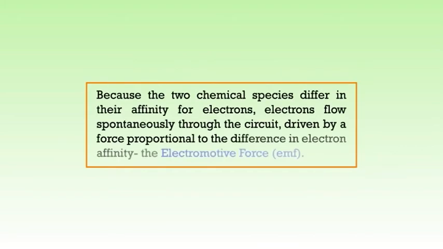Because the two chemical species differ in their affinity for electrons, electrons flow spontaneously through the circuit, driven by a force proportional to the difference in electron affinity. That is called the electromotive force. The electromotive force can accomplish work if an appropriate energy transducer, in this case a motor, is placed in the circuit. The motor can be coupled to a variety of mechanical devices to accomplish useful work.